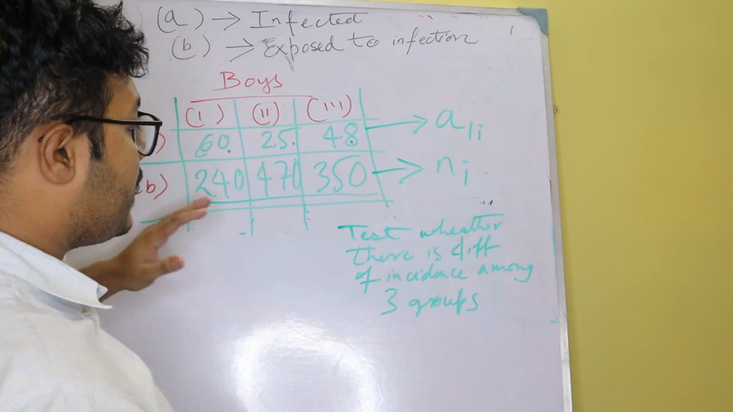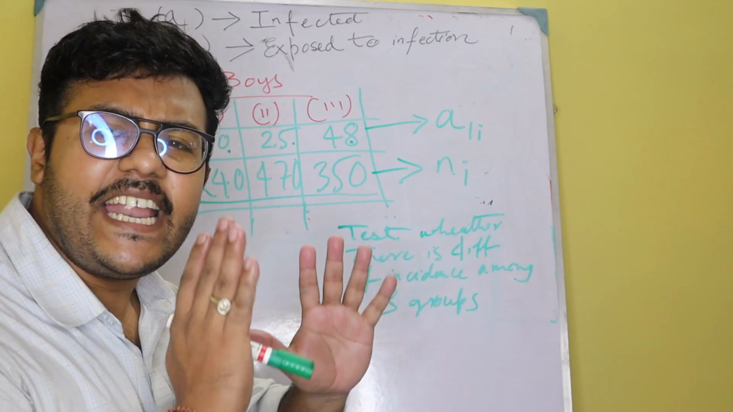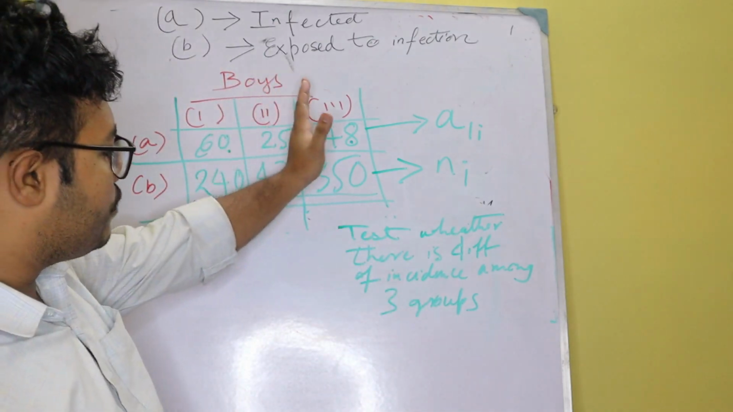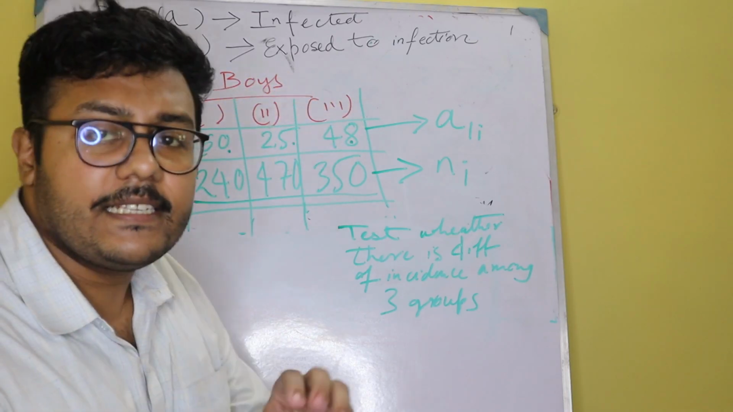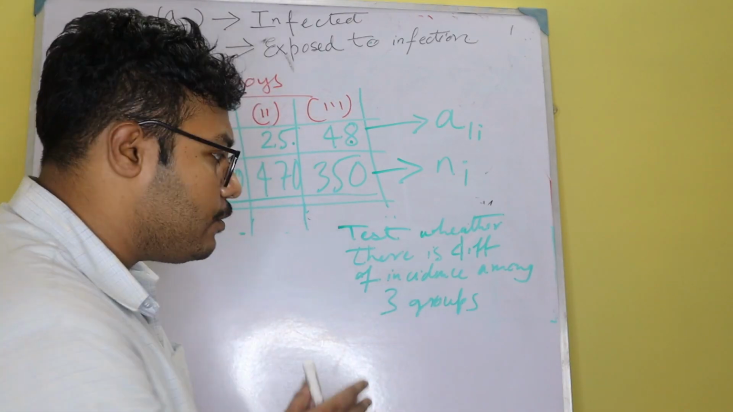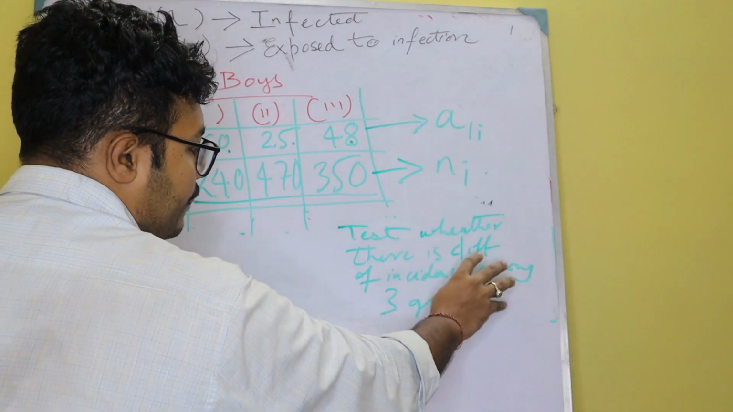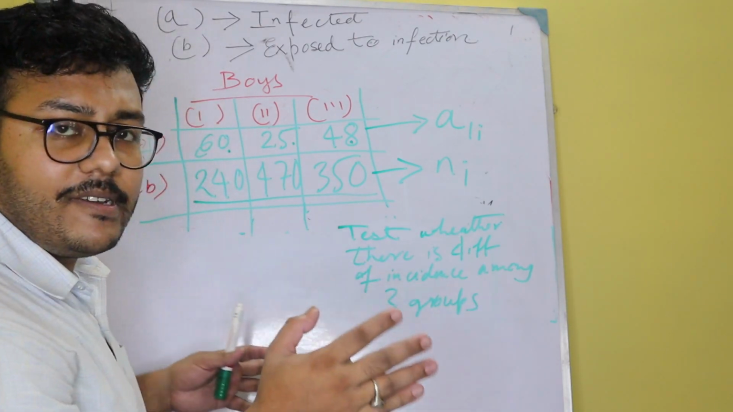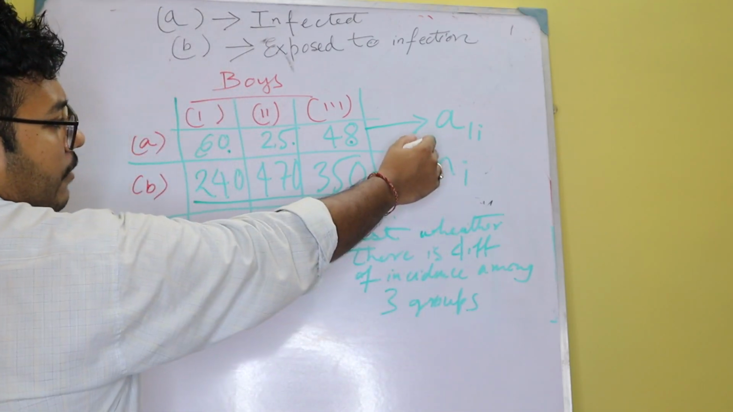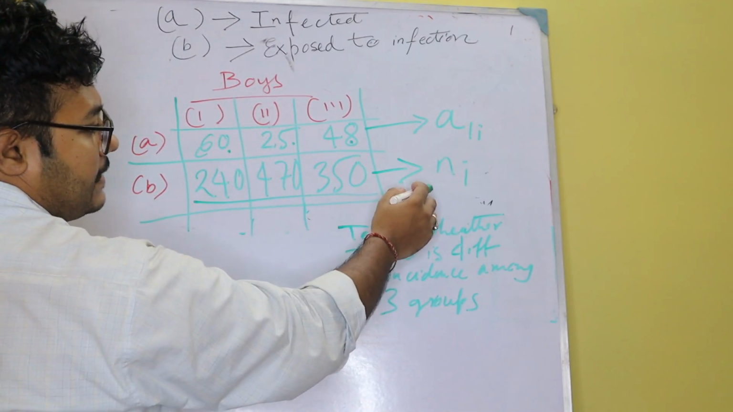Now we are asked to test whether there is any particular difference between these age groups, this 1, 2 and 3. These are the three age groups, and we are asked to find out whether there is any difference of incidence among the three age groups. Now, how will we tackle it? I have already denoted here A1i.